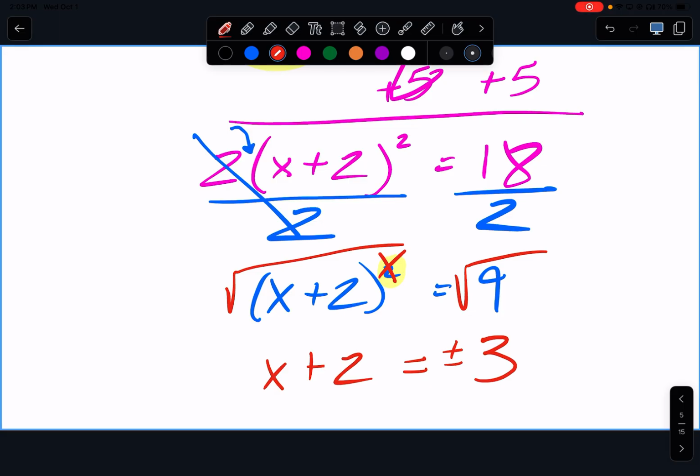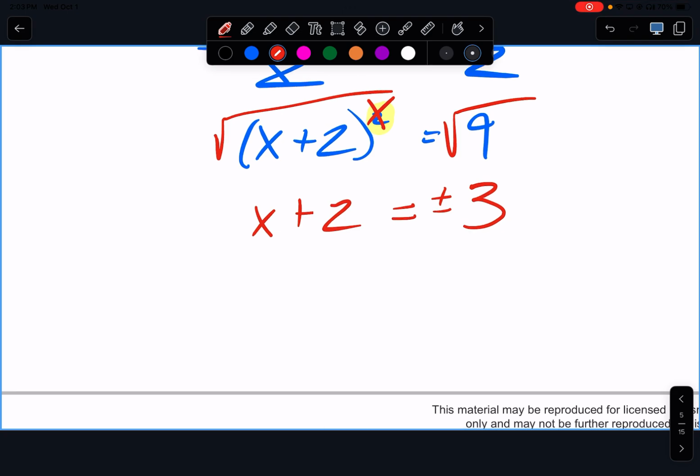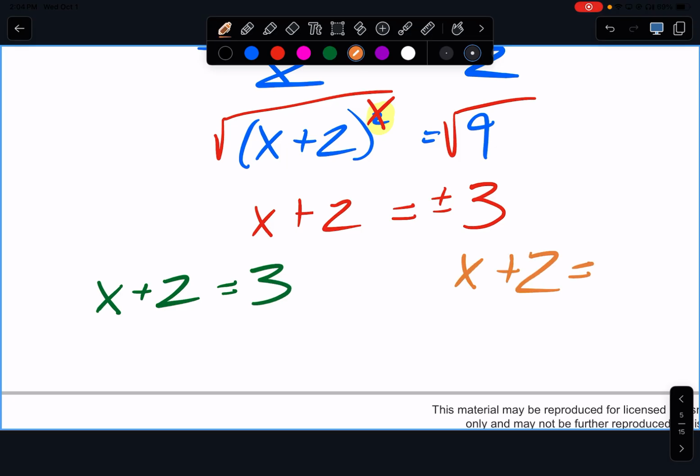Okay, this is where we've got to take another step. Because it can be plus or minus 3, I can't just solve this as is. I can't just say minus 2, x is 1. That's going to be one of your solutions, but that's not the only one. So what we have to do is break this apart. And on the left, we're going to say x plus 2 equals positive 3. And on the right, we're going to say x plus 2 equals the other option, which is negative 3.